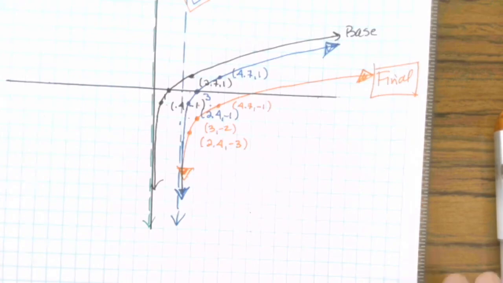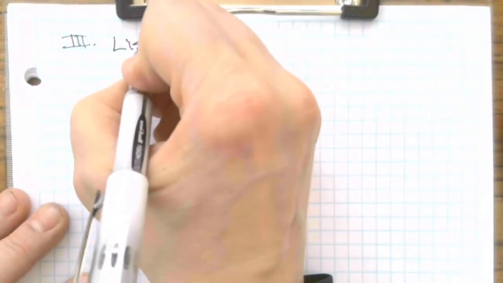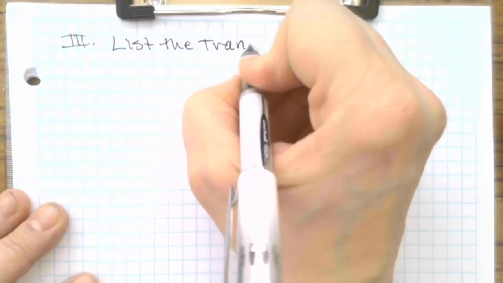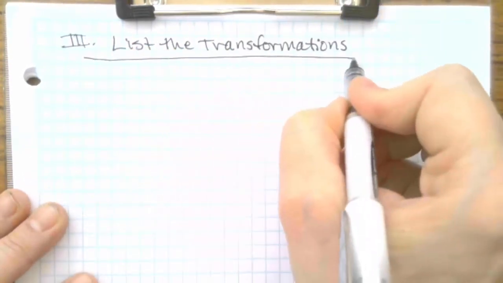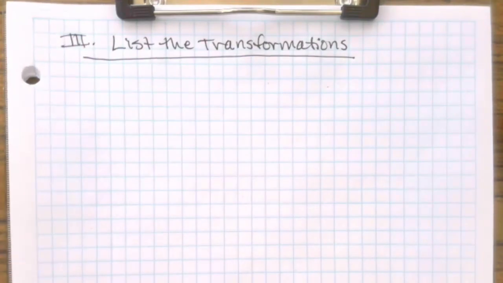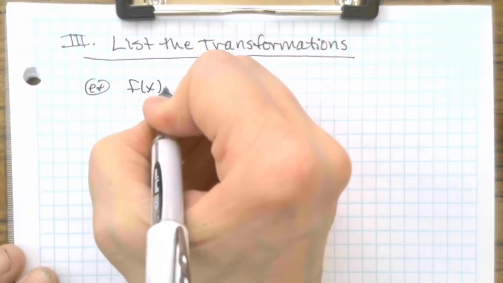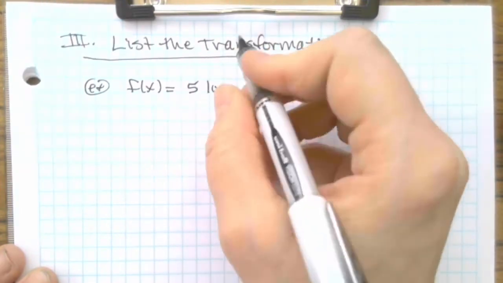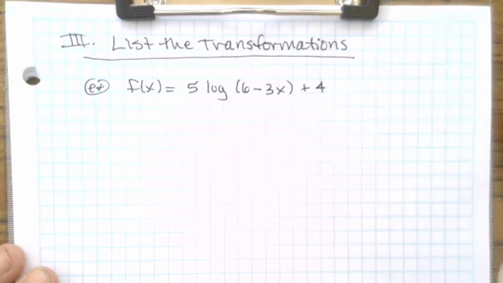Okay, last thing I want to do with you on the notes today, Roman numeral 3, is we're going to take a more complicated problem and list the transformations. We're practicing this because when it comes to more complicated equations, oftentimes you have to do more algebra than what you would do normally. So here's our example. f of x equals 5 log of (6 minus 3x) plus 4.